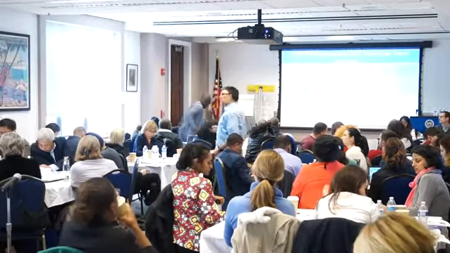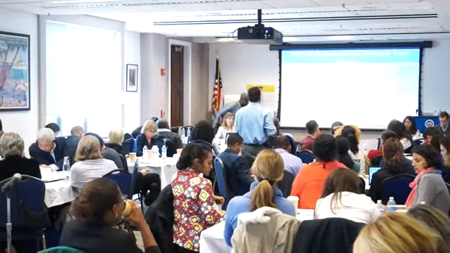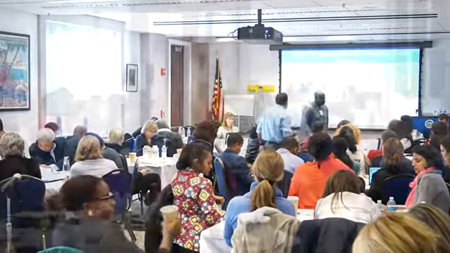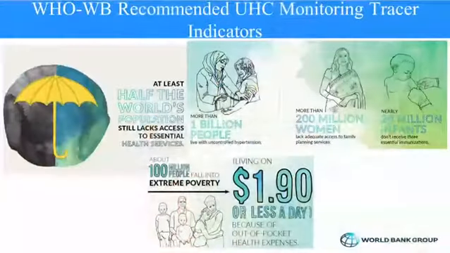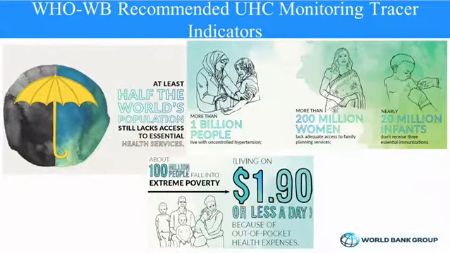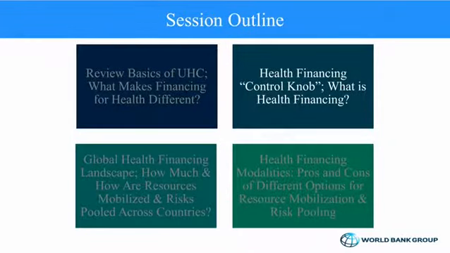Just some headlines from the latest UHC monitoring report: at least half the world's population still lacks access to essential health services. About 100 million people fall into poverty. 200 million women lack adequate access to family planning services. This is online, and the logic and the measurement framework are also online, and this is tracked every year.